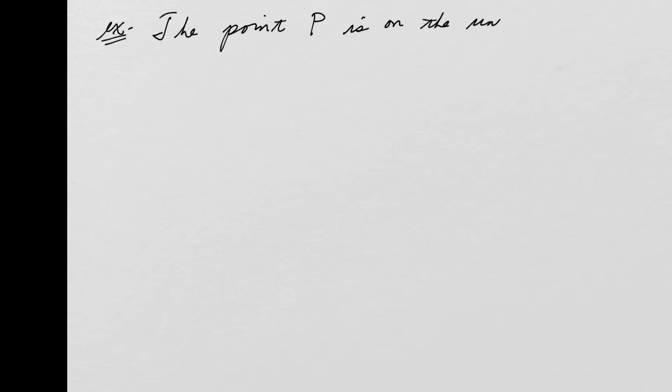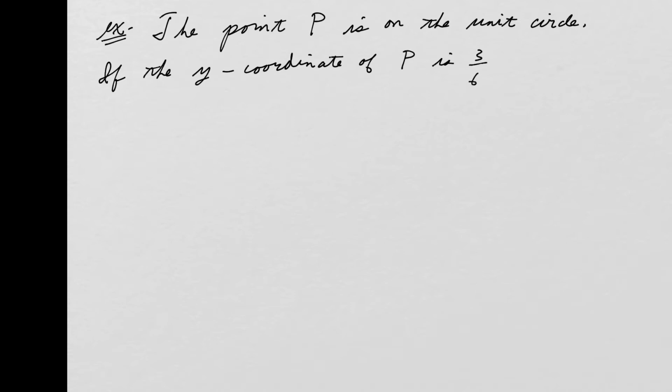Okay, so here's one example. Let's say you're told the point P is on the unit circle, if the y-coordinate of P is 3/6 and P is in the second quadrant, find x.